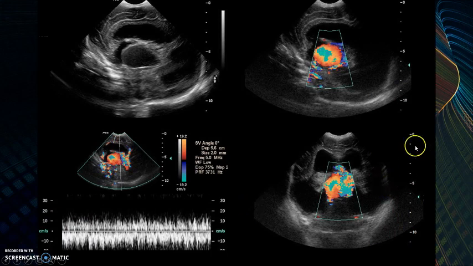Okay, here's a newborn infant. And you can see a midline sagittal view of the brain, third ventricle here, and then this large cystic structure with medium level echoes. On Doppler, you can see flow. This is a vein of Galen aneurysm.